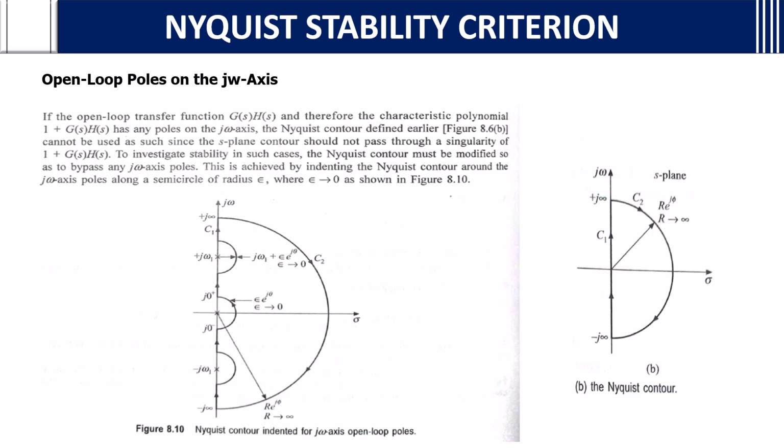Open loop poles on the jω axis. If the open loop transfer function G(s)H(s), and therefore the characteristic polynomial 1 plus G(s)H(s), has any poles on the jω axis, the Nyquist contour defined earlier, figure 8.6b, cannot be used as such, since the s-plane contour should not pass through a singularity of 1 plus G(s)H(s). To investigate stability in such cases, the Nyquist contour must be modified.